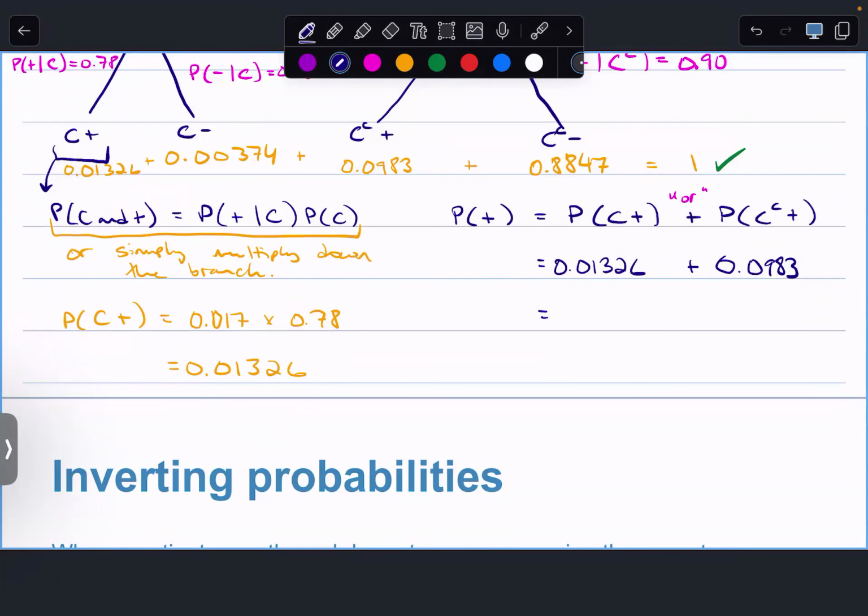Which means 0.01326 plus 0.0983, I get 0.11156. So the probability of testing positive, which is usually where we're coming from, is 0.11156, or 11 point some odd percent.